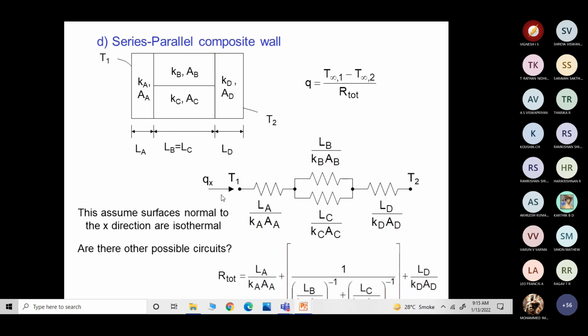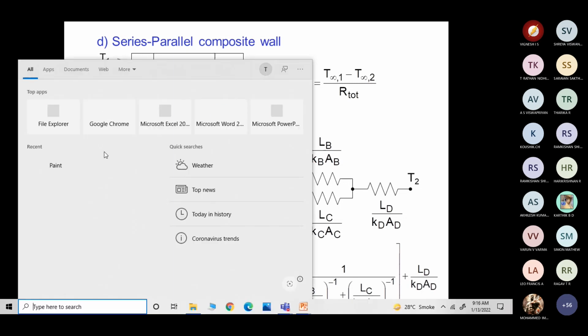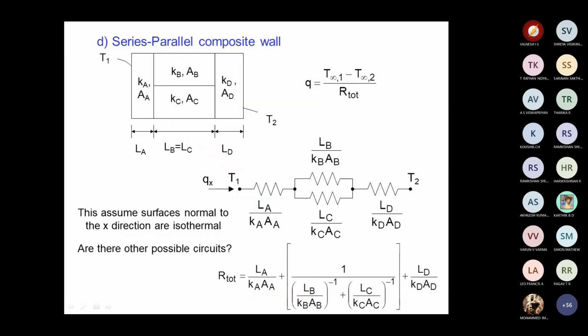You will have the outer resistance, and in between, the inner wall resistance is this one, LA by KA into A suffix A, and LD by KD into A suffix D. Then we will have a parallel circuit here. To find the resistance of the parallel circuit, we know how to calculate it. So the resistance of the parallel circuit will be calculated like this.